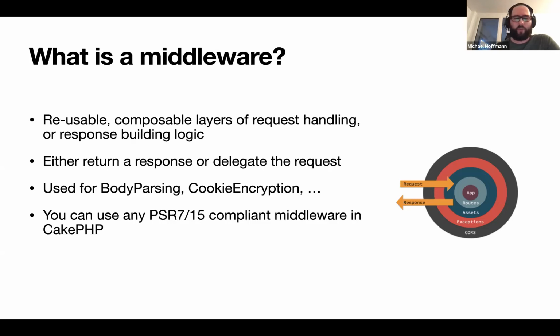Another cool thing about middlewares is that if they follow PSR 7 or 15, you can use them with Cake. So it's completely framework agnostic. If you find a cool middleware, for example, there's a great CORS middleware, which has nothing to do with Cake at all, it still works in Cake. So you can just use it. So this is quite handy. You can share a lot of code with different applications.